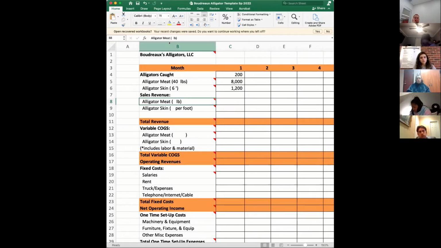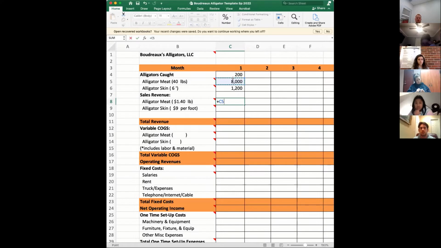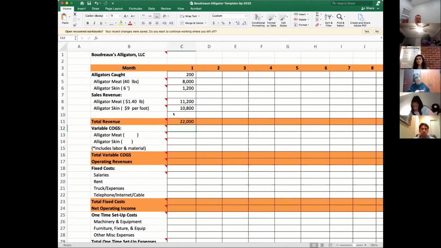We said it was going to sell for $1.40 a pound, and we said alligator skin is going to sell for $9 a foot. So what we want to do is calculate our revenues. We'll go 8,000 pounds of meat times $1.40, and then we say $9, we're getting 1,200 feet of skins times $9. And if we sum those up, we know our revenues. We now have $22,000 in revenues.